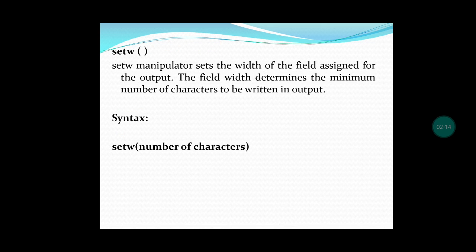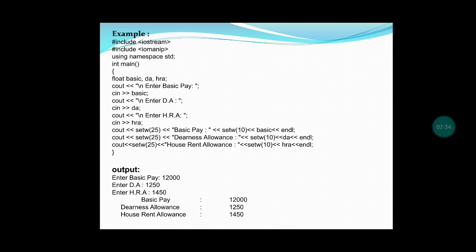Next one is the setw manipulator. It sets the width of the field which we assign for the output. We can decide a minimum number of characters to be written in the output. For this setw, the syntax is setw of the number of characters. Let us see the example for setw.